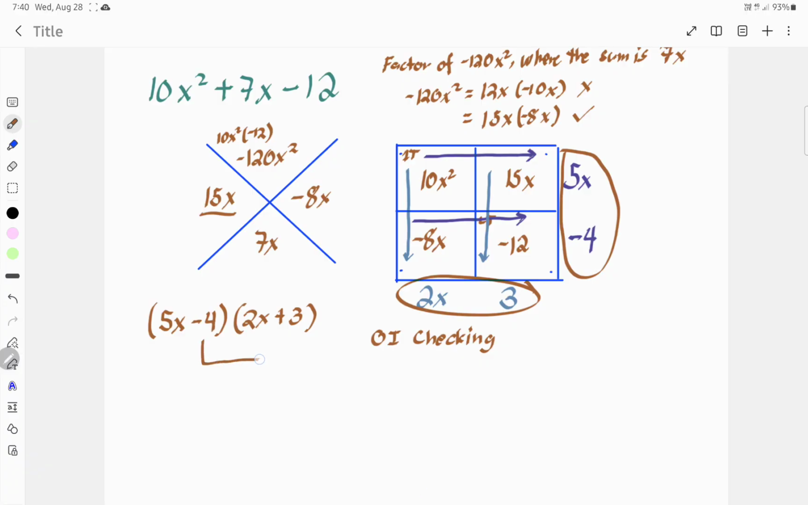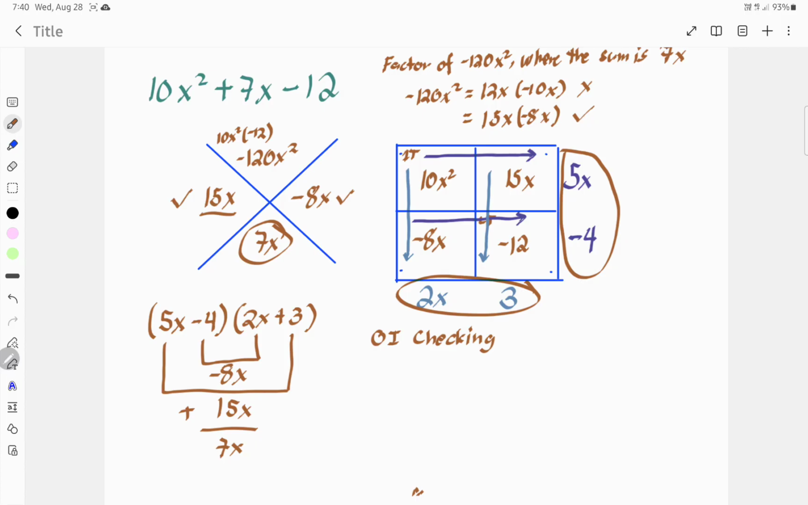So, you multiply now the outer and the inner. So, negative 4 times 2x, that will be negative 8x, which is a confirmatory of this one. And then, you multiply this one, 5x and 3. Actually, it should be on the reverse. You should start there. So, that would be 15x. So, it's a confirmatory of this one. Then, when you add these two, negative 8x and 15x, that would be 7x. And that is now a confirmatory of the middle term.